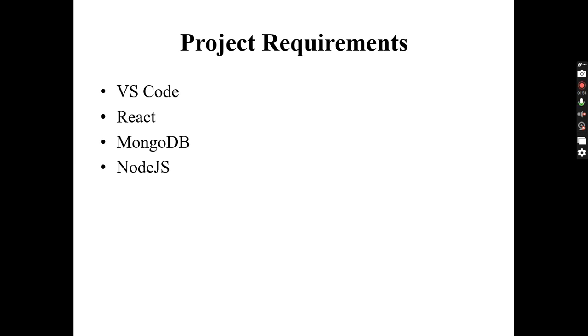Project requirements. For the HomelyHub project, the major tools and frameworks used were VS Code for coding and debugging, React.js for front-end development, MongoDB for database, Node.js for backend runtime. These components were chosen because they provide flexibility, scalability, and use a single language, JavaScript, across the entire stack.